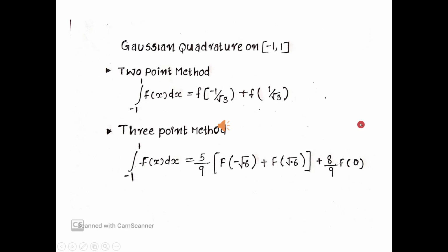Gaussian quadrature on minus 1 comma 1. Suppose the limit is from minus 1 to 1. We can use much more simplified formula, which is obtained from general formula by putting the values of a and b as minus 1 and 1. So the formula for 2-point method, if the limit is from minus 1 to 1, is integral minus 1 to 1 f of x dx is equal to f of minus 1 by root 3 plus f of 1 by root 3. Then the formula for 3-point method is integral minus 1 to 1 f of x dx is equal to 5 by 9 into f of negative root 0.6 plus f of positive root 0.6 plus 8 by 9 into f of 0.